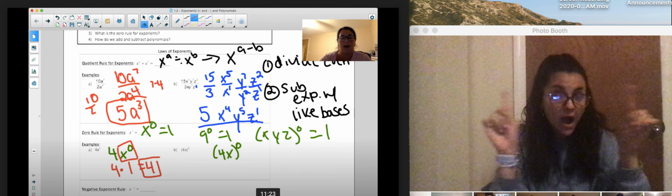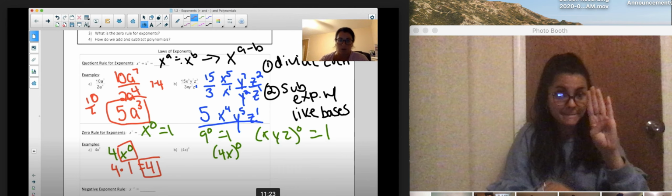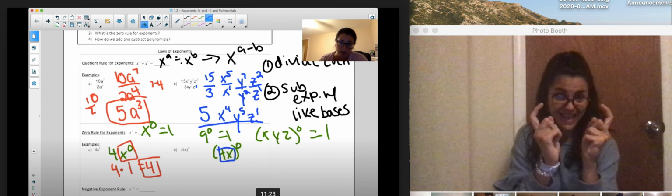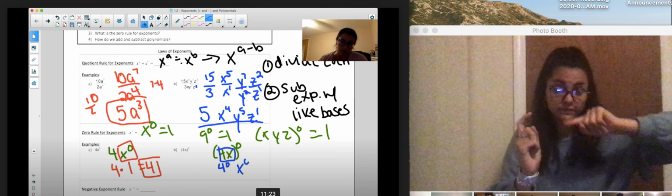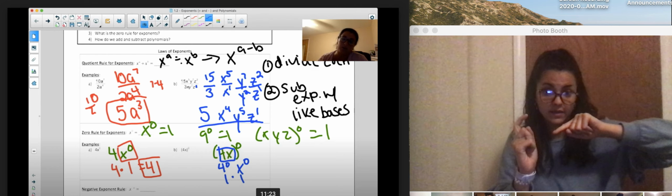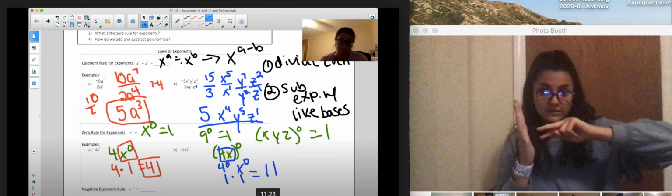However, when you have the parentheses, that whole thing, so this 4x is all being raised to the 0 power. That means 4 to the 0 and x to the 0. So it's going to be 1 times 1, which will just be 1.